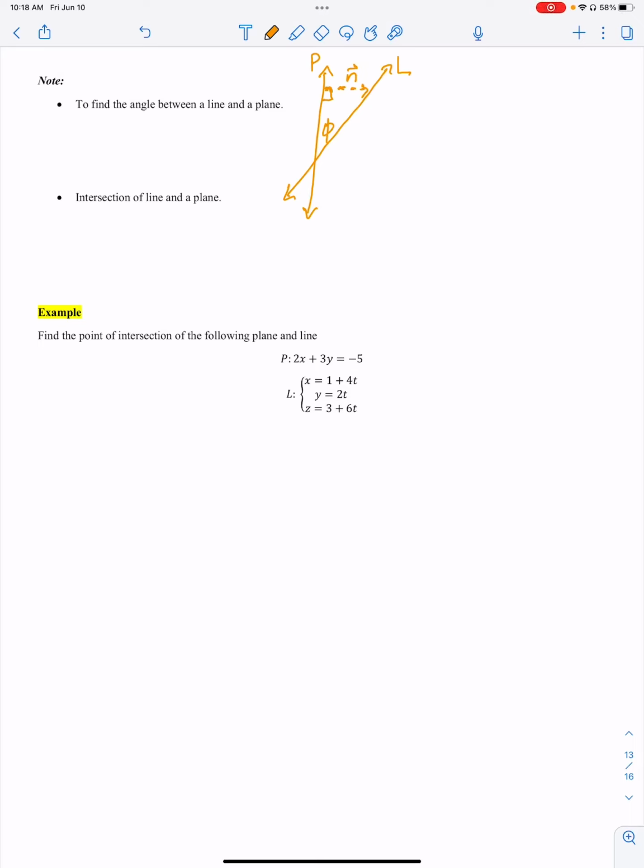In this video, we will continue our discussion of section 11.5. We are going to talk about finding an angle between a line and a plane, and then also how to find the intersection of a line and a plane. So I drew a picture here.